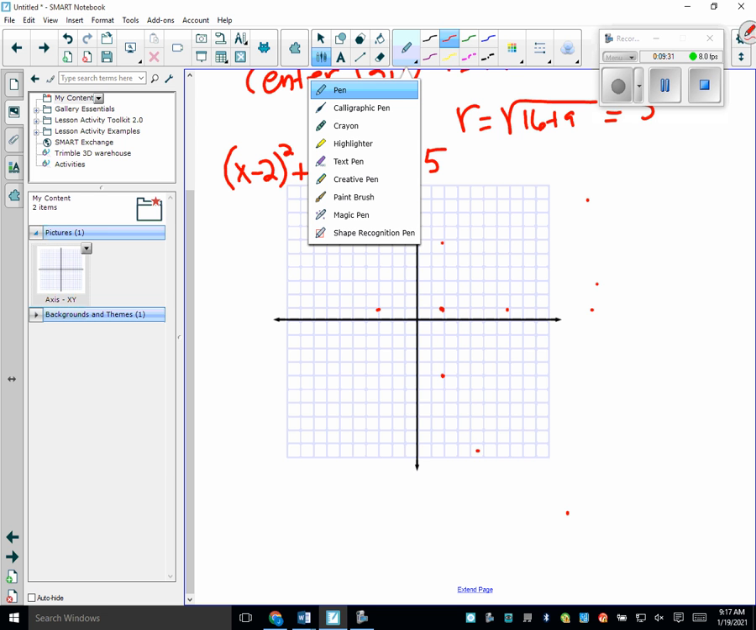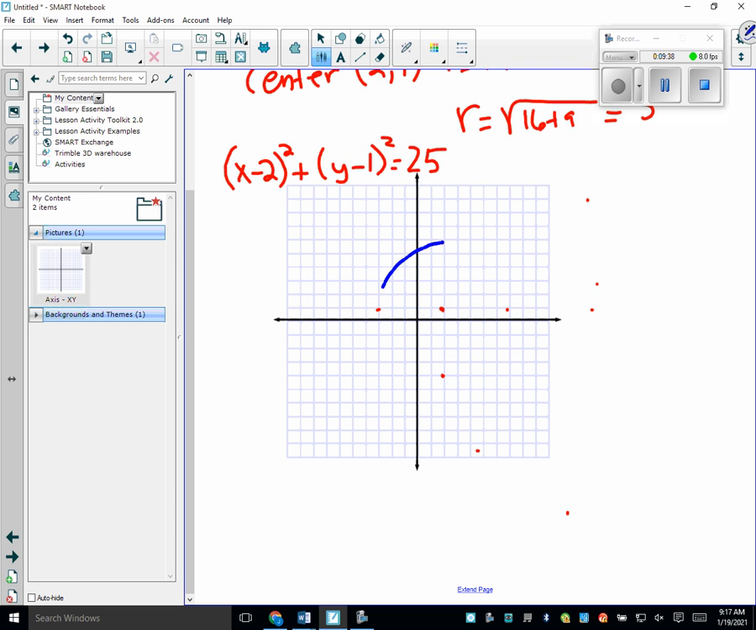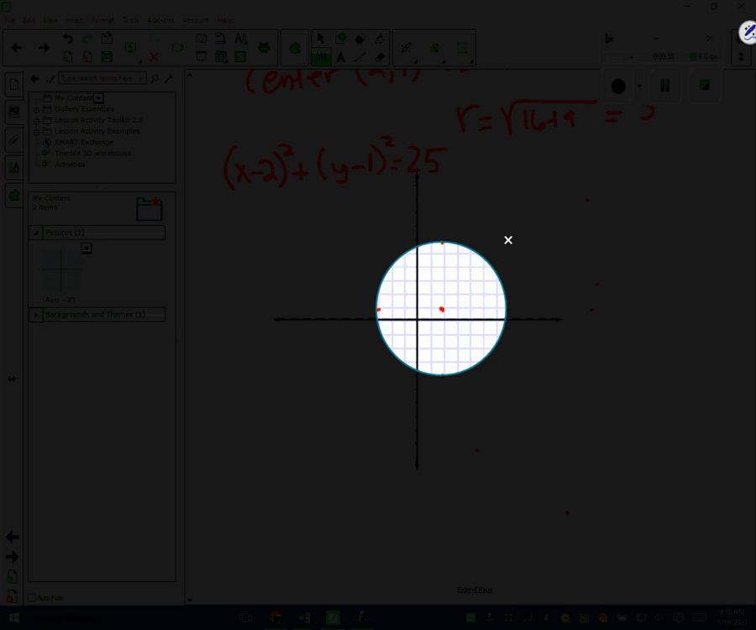You want a magic pen or a shape pen? Magic. It didn't magic, did it? Didn't work. There it went. Whoa. Oh, there you go. What? Magic.